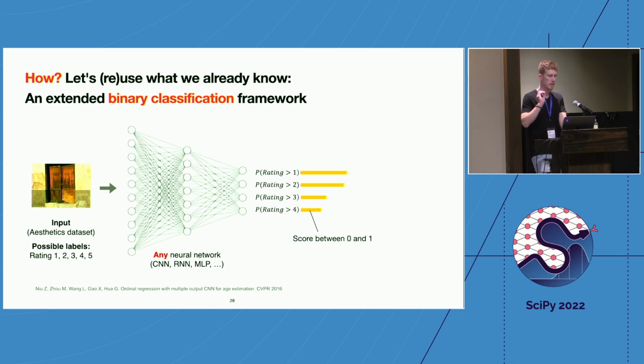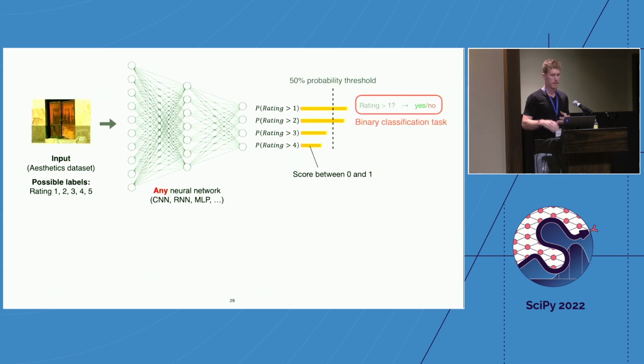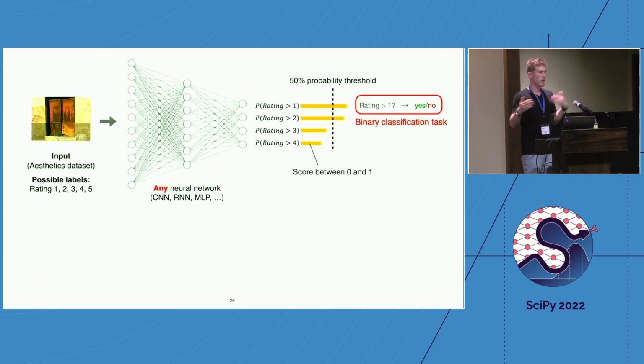Then the output nodes, you can think of them as sigmoid activations that return a score. The score would be between 0 and 1 for each output node. You can think of these output nodes as probabilities of whether the label exceeds a certain rank. The first output node would be whether the true label of this image is greater than 1. The second node, whether it's greater than 2. The third node, whether it's greater than 3, and so forth. And so what do these scores mean? You can really think of them as a binary classification task. For the first one: is the rating greater than 1? Yes or no?